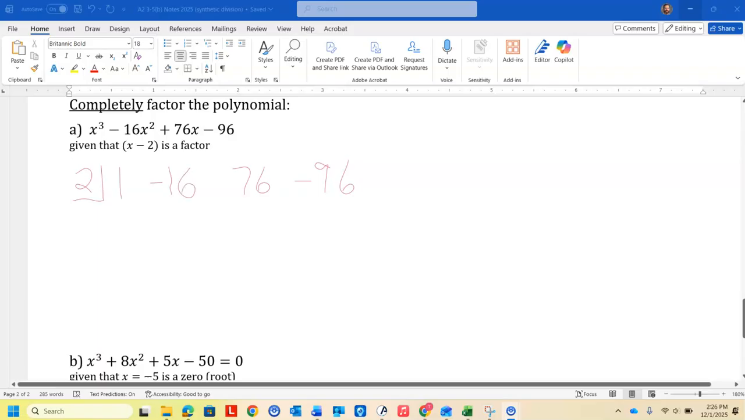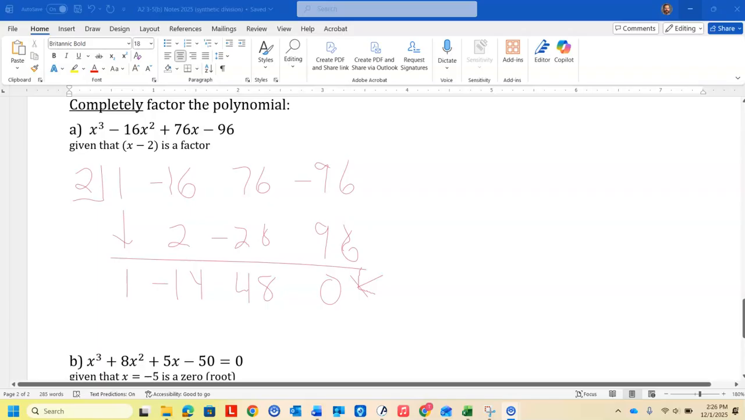All right, so now I'm going to drop the 1. Just drop that one straight down. And then 1 times 2 is 2. Negative 16 plus 2 is negative 14. Negative 14 times 2 is negative 28. Add straight down, that's 48. Positive 48. Multiply by 2. Find the next number, 96. And I get 0, which I should not be surprised by. It needs to be 0, because they said it is a factor, so this needs to be 0. If it's not 0, I messed up.